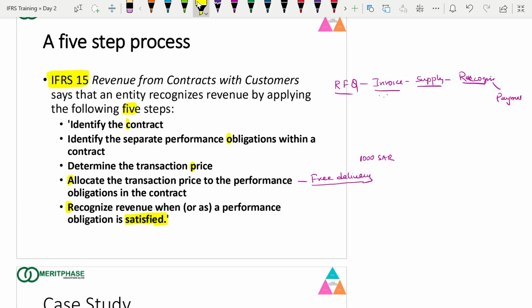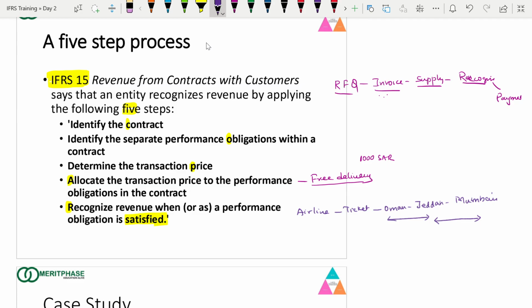Can I just give a real life example? Tell me, sir. Well, this is a case. As an airline, for example, we have purchased a ticket from, let's say, Oman to Jeddah and then Jeddah to Bombay. We are allocating the ticket price into subsets: one from Oman to Jeddah, and the other from Jeddah to Mumbai. So in this we have 2 separate performance obligations within the same contract.